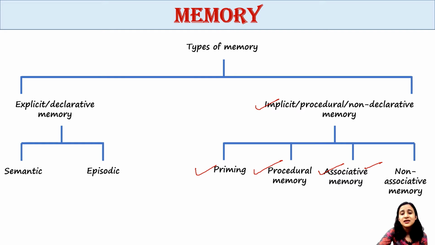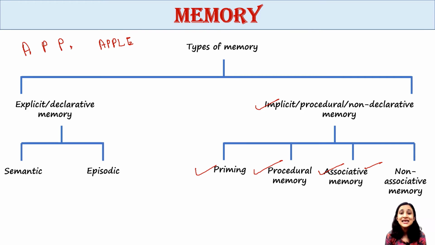So if I tell you few letters like A, P, P, you can easily assume that I am talking about apple, right? So that is priming. So priming is a phenomena in which previous stimuli influences how people react to subsequent stimuli.